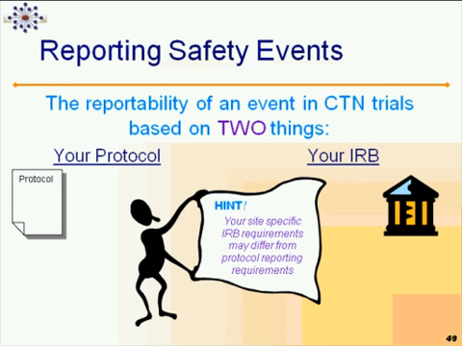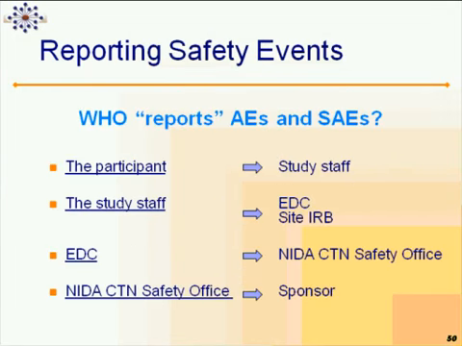Okay, the reportability of an event in CTN trials is based on two things: your protocol and your IRB. Your site-specific IRB requirements may differ from protocol reporting requirements. This slide right here is kind of a chart that shows how an AE gets moved through different layers. So who reports AEs and SAEs? The participant reports it to the study staff. The study staff reports it to the EDC and the site IRB. EDC reports it to NIDA CTN Safety Office, and NIDA CTN Safety Office reports it to the sponsor.